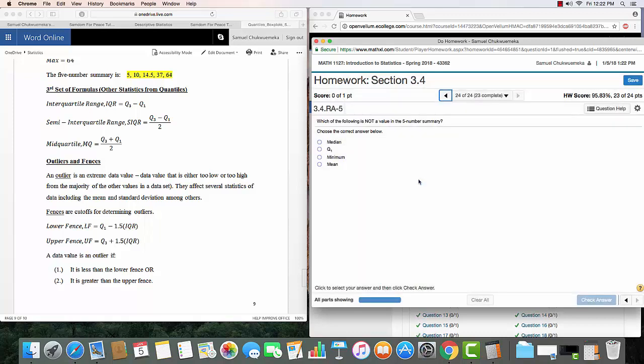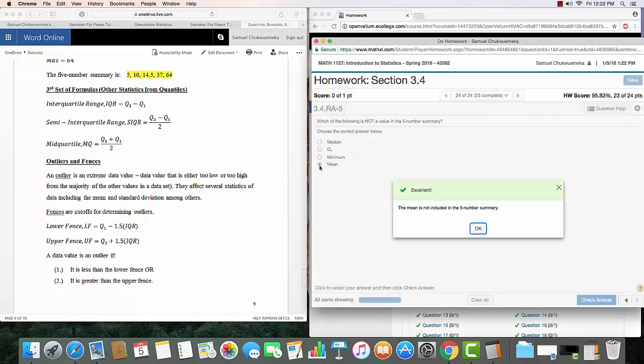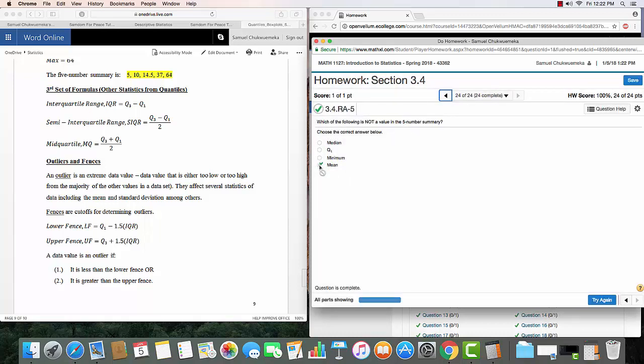Okay. Question 24. Which of the following is not a value in the 5-number summary? Of course, that's the mean. All right. We just saved this.